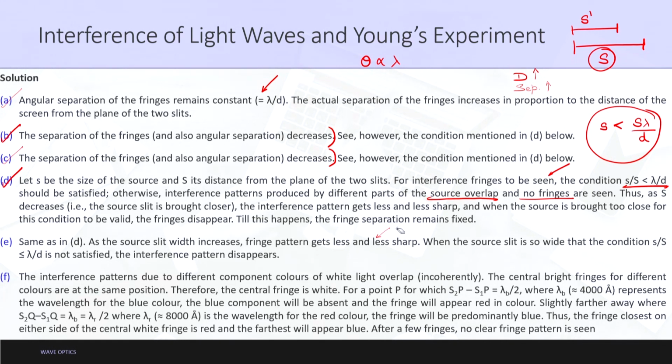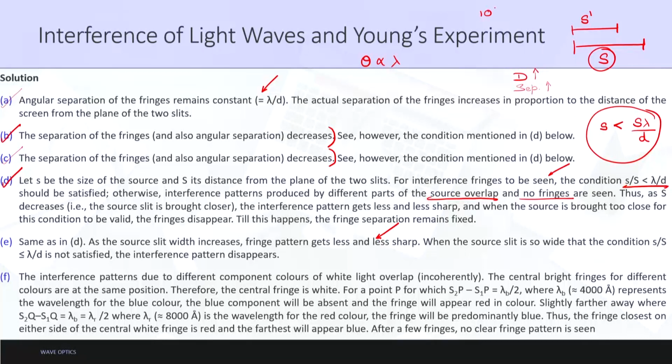Quite evident, because as we should know, these fringes are only observed when the width of the slit is very small. We understood this concept from the first assumption that small d and small s should be very much less than capital D. Similarly, the fringe pattern will get less and less sharp as the width is increased.